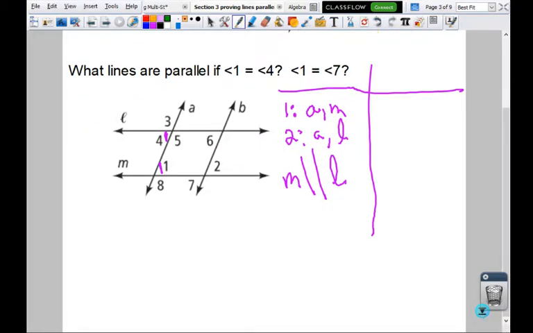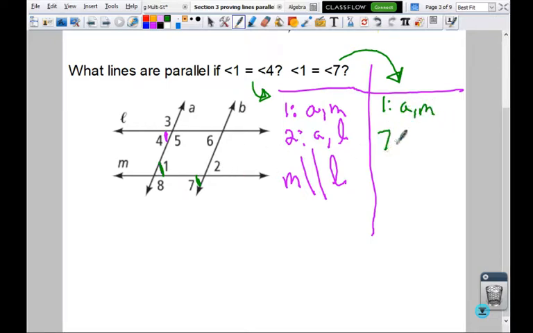Alright, let's look at our second question because there's 2 questions here. We did the first one, and we're going to do the second one now. What about if angle 1 is congruent to angle 7? So I have angle 1 right here, angle 7 right here, alternate interior angles. So let's look at what lines angle 1 touches. A and M.